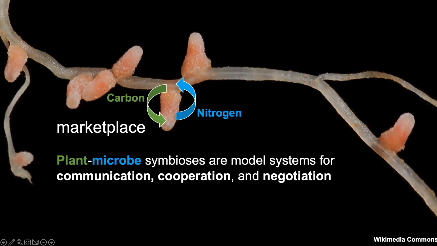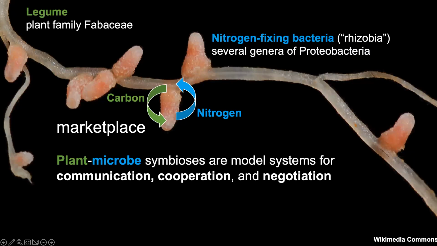This mutualism involves the exchange of carbon and nitrogen. So the bacteria that live inside these nodules are nitrogen-fixing bacteria. They are what I'm going to refer to throughout the talk as rhizobia. This ability has actually evolved independently several times. There are several genera of bacteria that can do this. All of them live inside nodules on legumes, which are plants in the bean family.